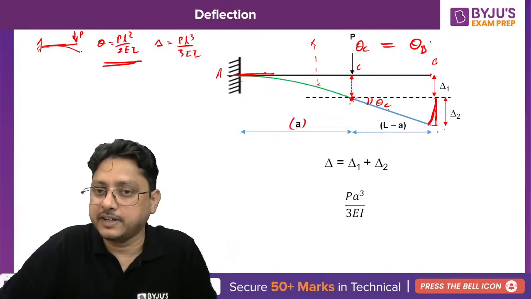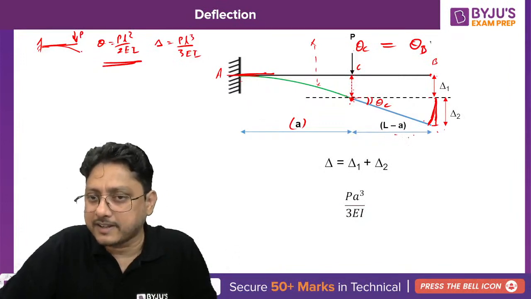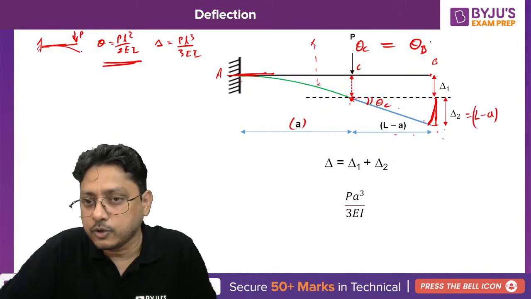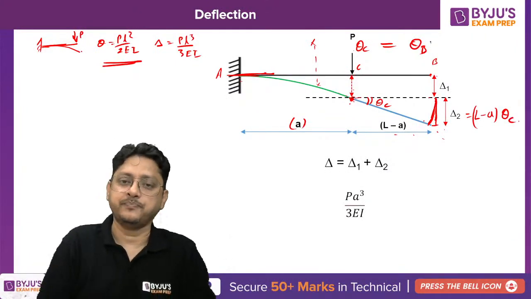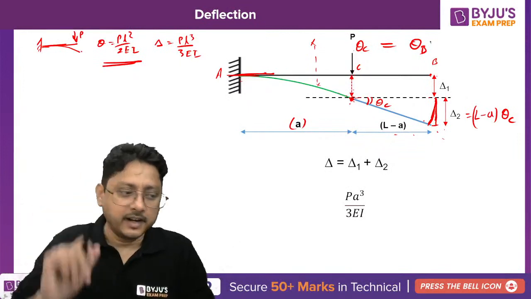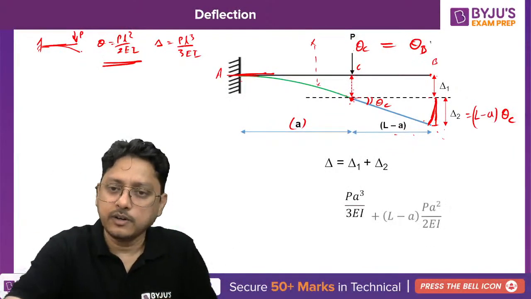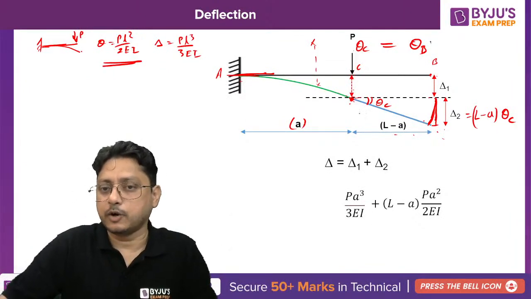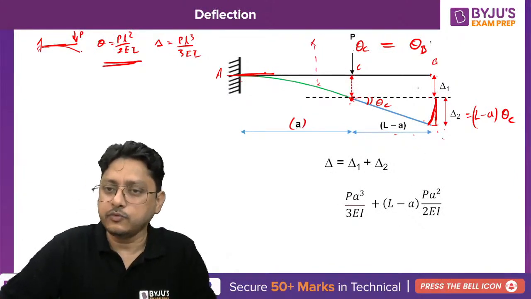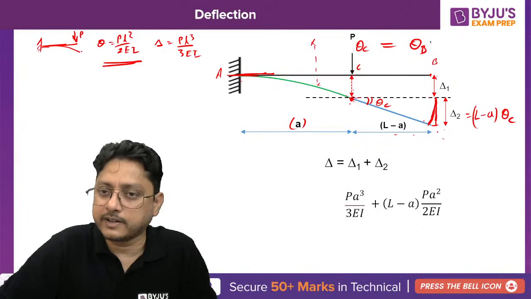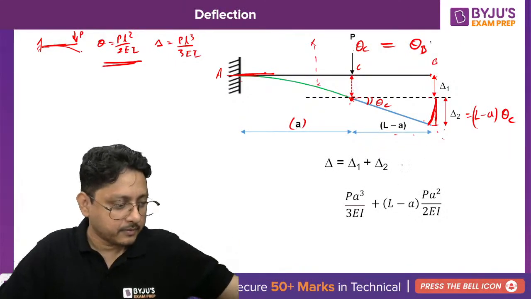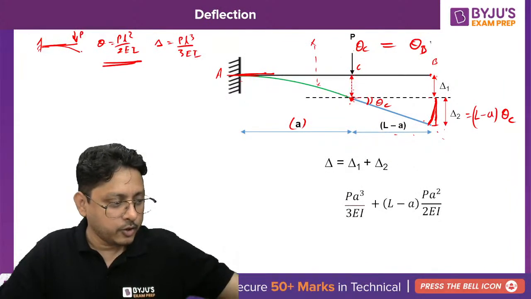So arc length, you know how to calculate it. It is nothing but r theta, isn't it? If the length of the beam is L minus A, I can write this deflection as L minus A into theta, and theta here is theta C. That will be delta 2. So delta 2 is L minus A into whatever theta C you have here. Theta C is now PA square by 2EI, multiplied by L minus A. This is the way you will get the deflection at point B. Are you able to understand that?